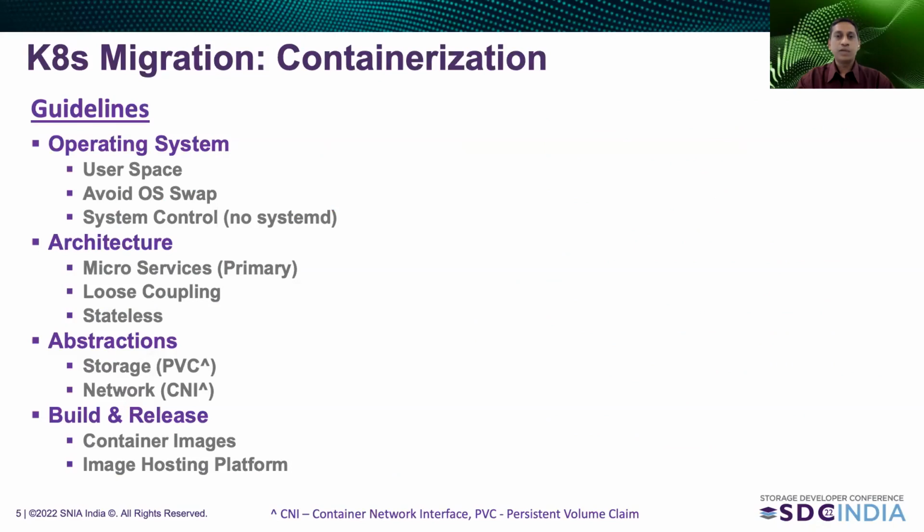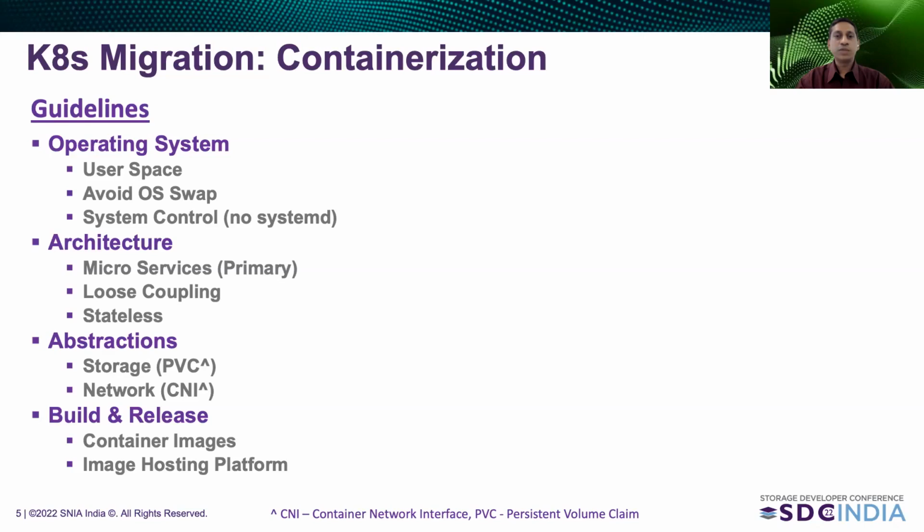Kubernetes operates on containers which represent an application service. So the very first step towards moving to Kubernetes is to ensure that your application can run in a containerized environment. So what does it mean to run an application in a container environment? This means first you will need to be able to run your application in user space. In Kubernetes environment, OS swap is disabled. So the application should be able to run without the OS swap enabled.